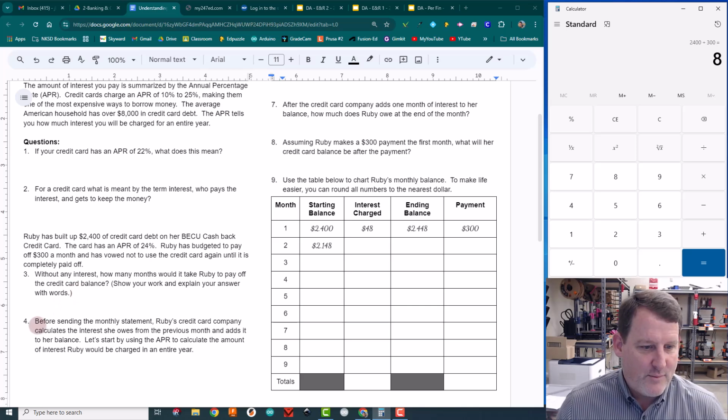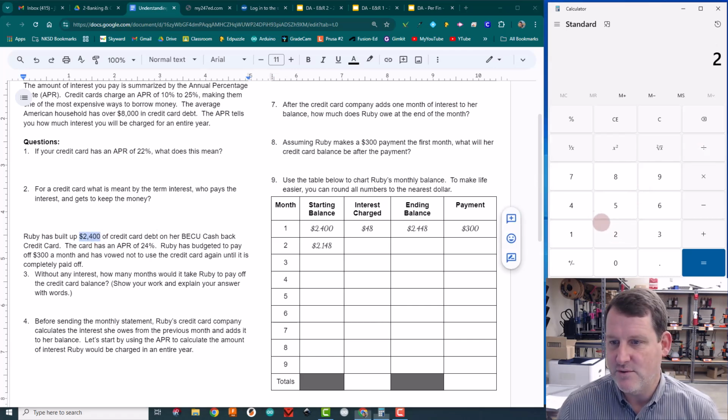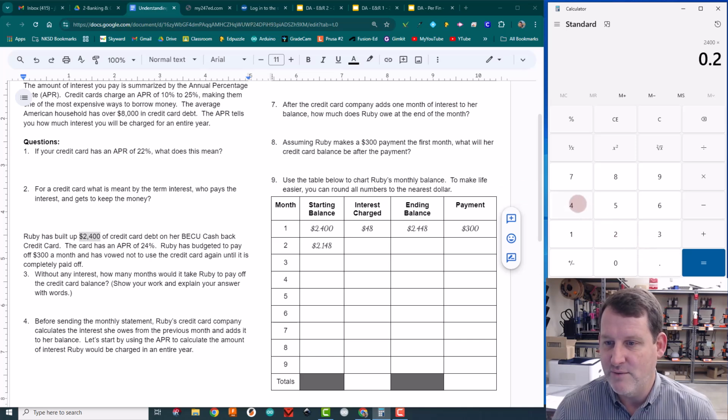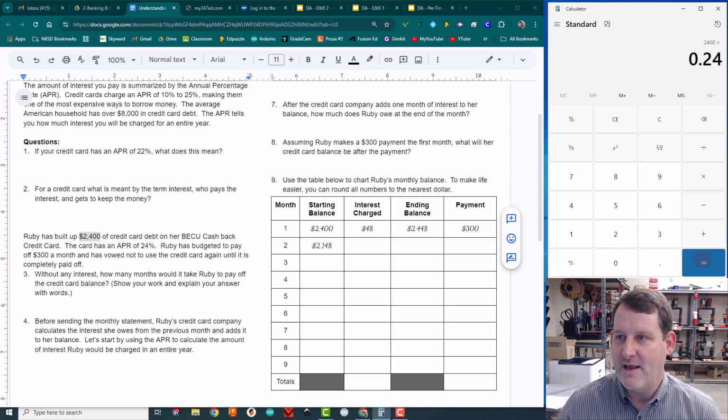Ruby's credit card company calculates the interest she owes in the previous month and adds it to her balance. Let's start by using the APR to calculate the amount it would be charged the entire year. Remember, when you use the APR, you're finding the interest for the entire year. We're going to take our balance of $2,400 and multiply that by our interest rate, 24%. But remember, before we can use it in a percent, we need to convert it back to a decimal. So 24% becomes 0.24.